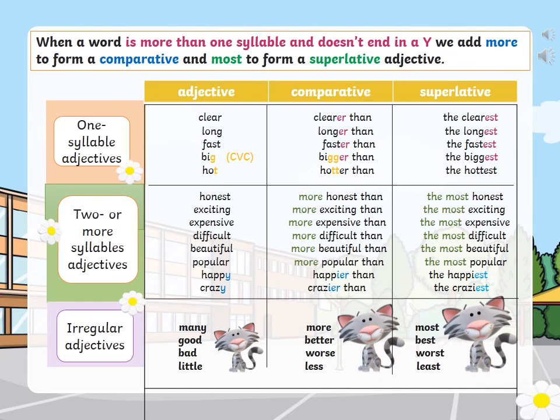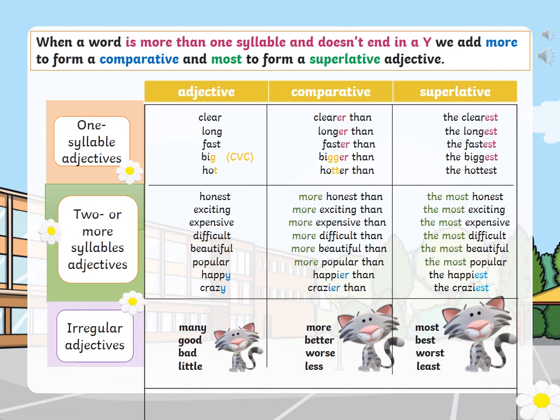If you have a look at this table, you will see one-syllable adjectives, two or more syllable adjectives, and irregular adjectives. One-syllable adjectives, we just add er, unless it's a CVC word, then we double the last letter. If it's two or more syllables, we do not add er, we add more or most. Unless it's more than one syllable and ends in a y, we cross out the y and add ier or iest.